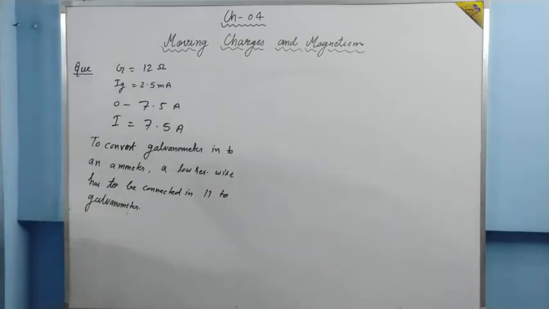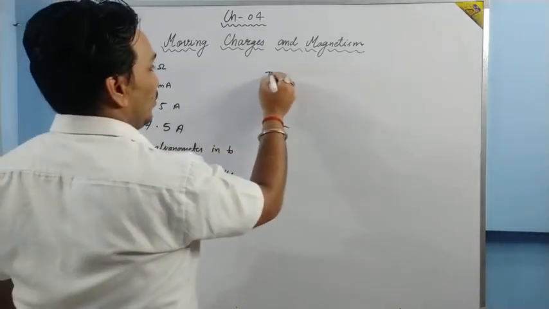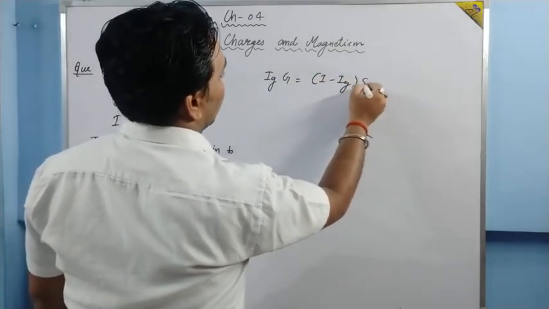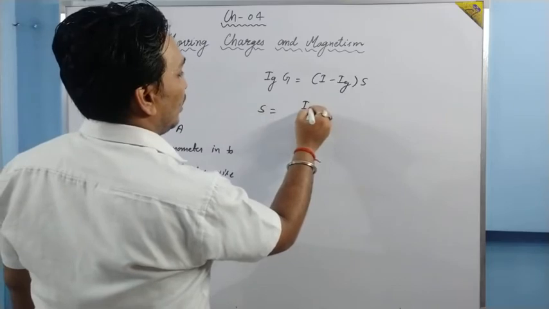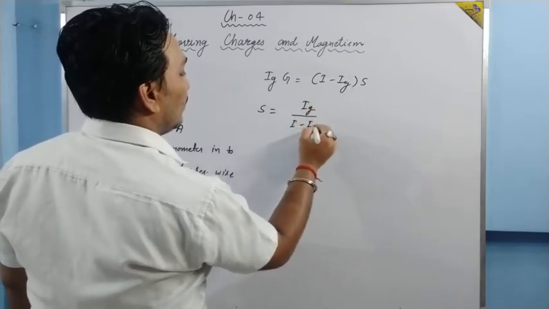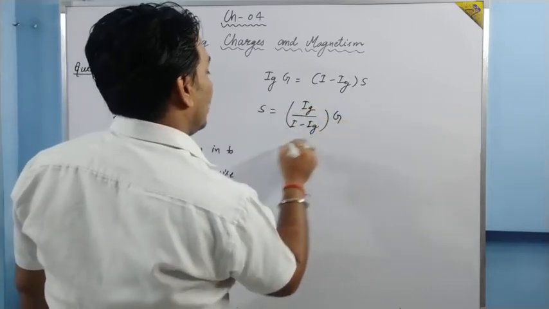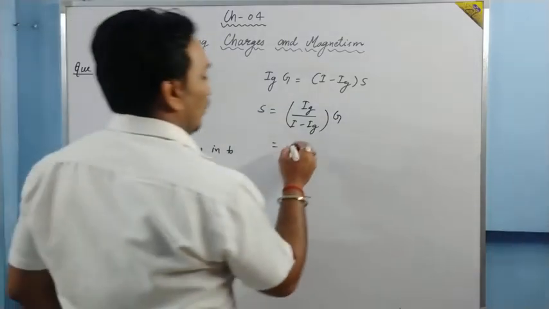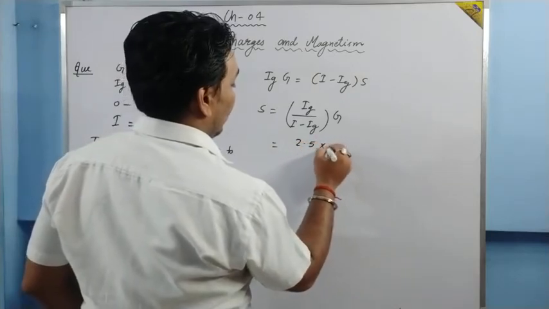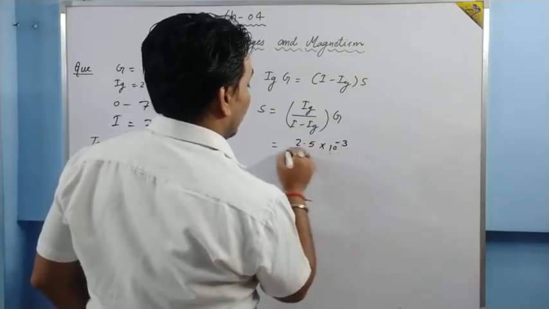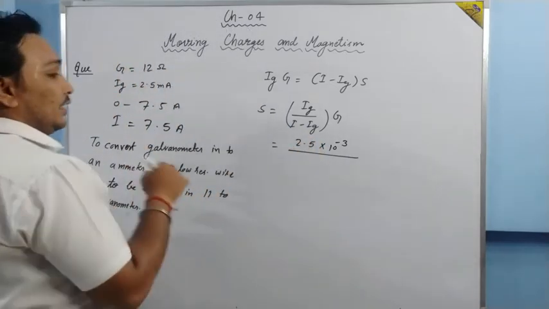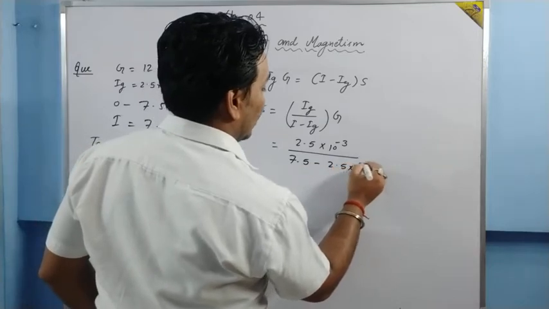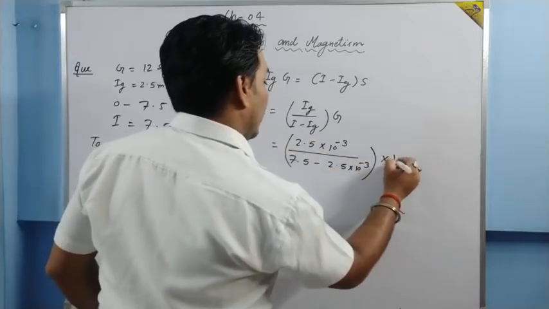So what is the value of that S? I have told you that. Please remember this formula: Ig into G is equal to (I minus Ig) into S. What is the value of S from here? It will be Ig upon (I minus Ig) into G. Now just put the values. What is the value of Ig? It is 2.5 milliampere. When we convert into ampere, it will be 2.5 into 10 to the power minus 3 ampere. Upon what is the I we have to measure? It is 7.5 ampere minus 2.5 into 10 to the power minus 3, whole multiplied by 12.